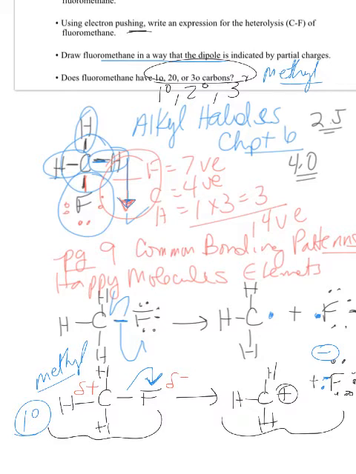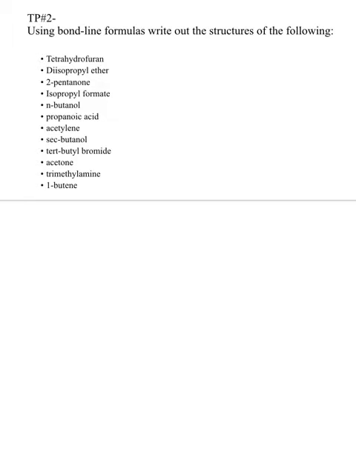If it was connected to another carbon, one carbon, it would be primary. If it was connected to 2 carbons, it would be secondary. If it was connected to 3 carbons, it would be tertiary. This question is important because you need to recognize these molecules. Some of these molecules are compounds that you're going to be using.